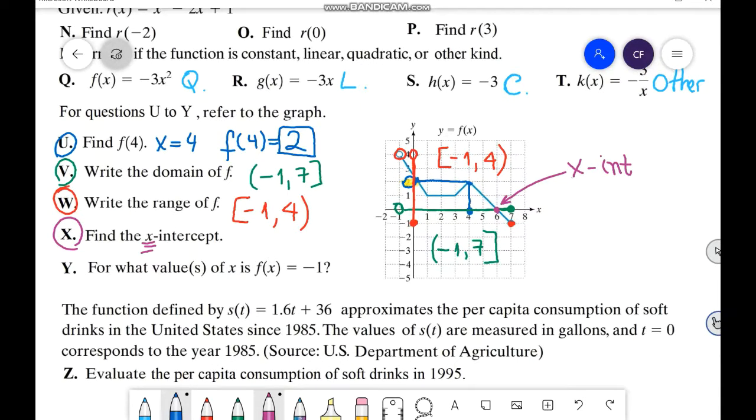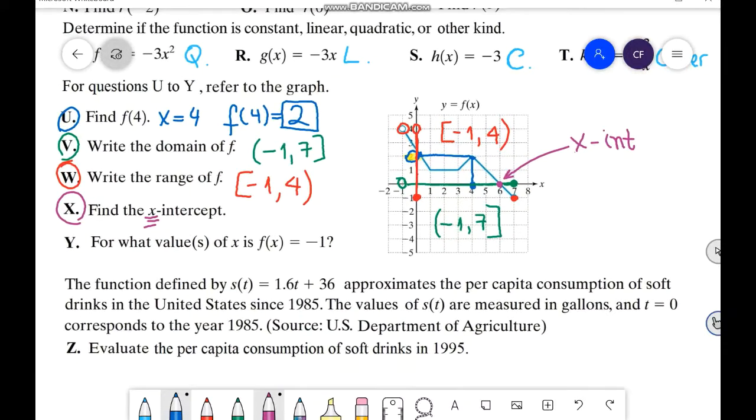And the last one from the graph is this. For what values of x is f of x? Yeah, 6. I forgot to write down 6. Sorry. That's right. Thank you.